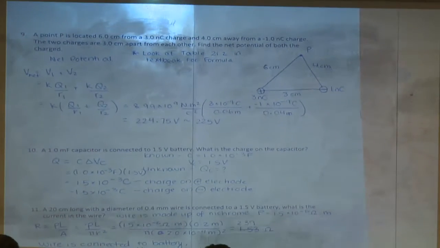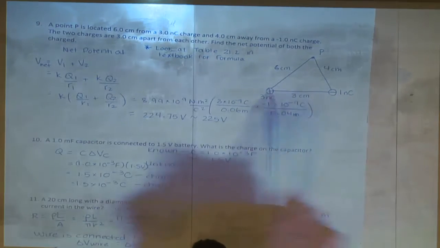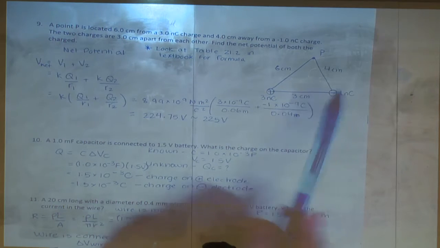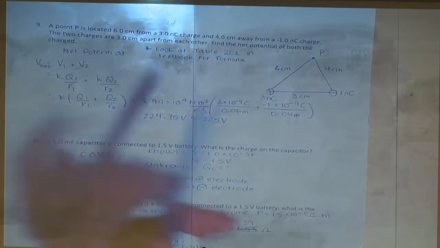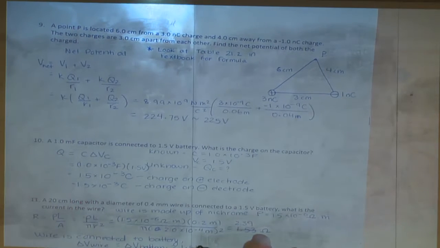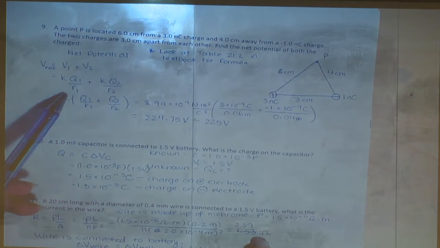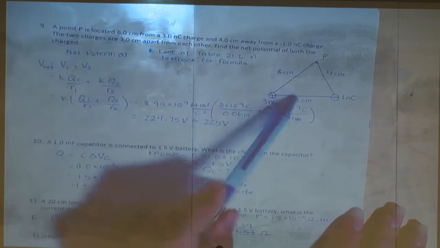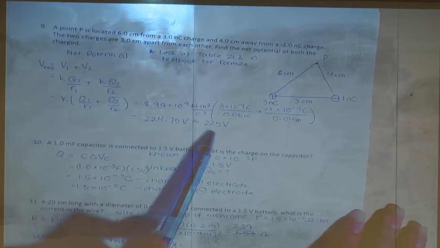All right, this is another example of point charges. We have a point P, and it's talking about how far it is from these two charges, and we're supposed to find the net electric potential of both the charges. The formula for electric potential is this, which is the electrostatic constant times charge 1 over r1. Everything's given to you. You're given the distance, and if you plug everything in, then you will get 225 volts.